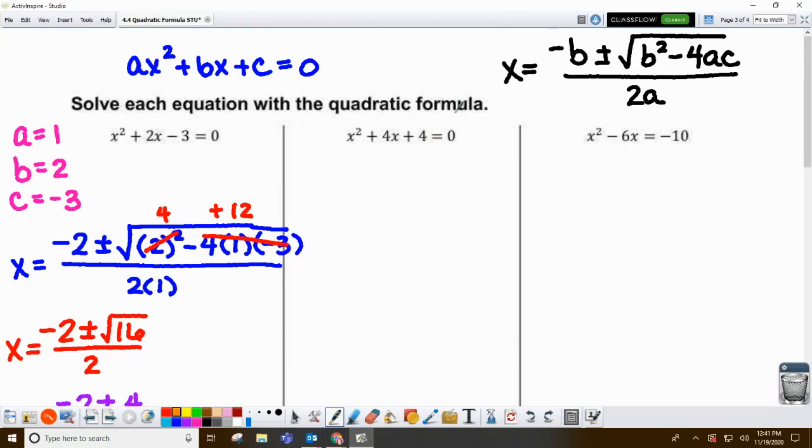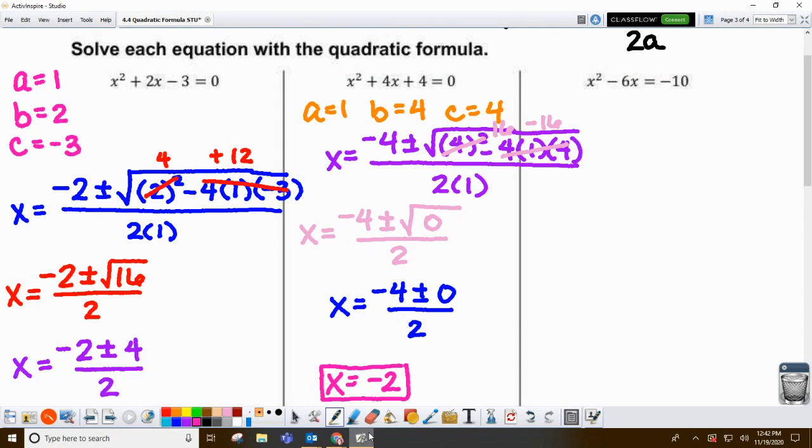So go ahead and try this one on your own. I'd like for you guys to pause the video, give this one a try on your own, and then come back and check your work. All right. If you're back, hopefully you were successful in applying the quadratic formula on this one.